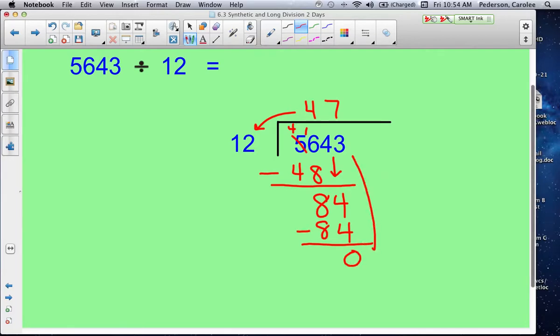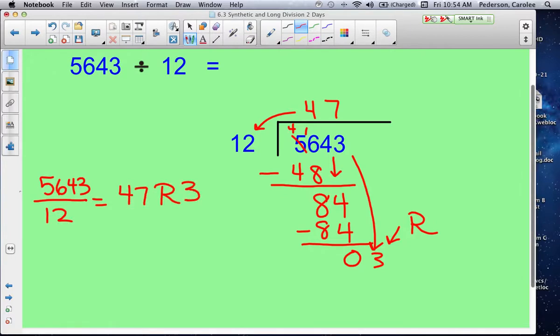Then I bring down that last placeholder, 3. Does 12 go into 3? No. This is considered a remainder. So my answer then would be 5,643 divided by 12 equals 47, remainder 3.